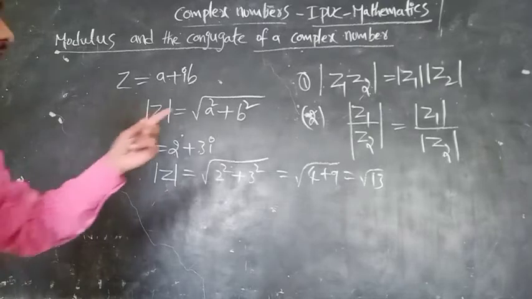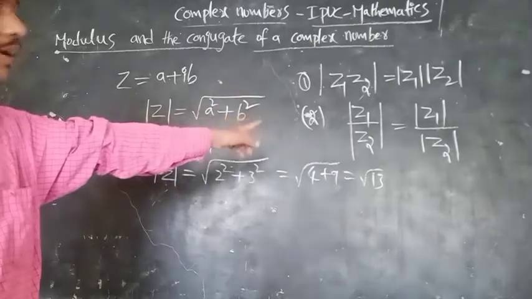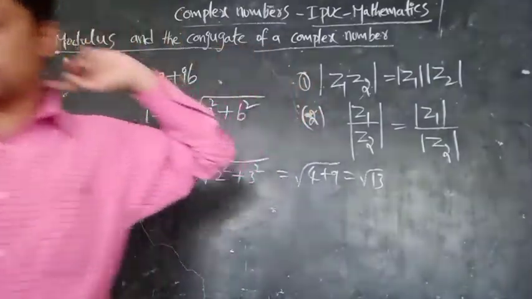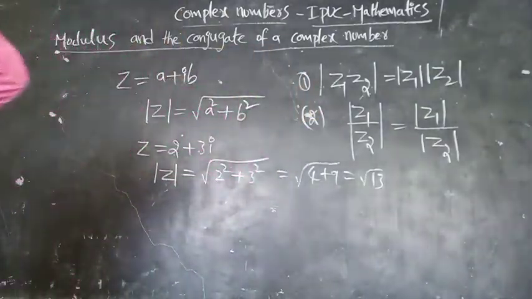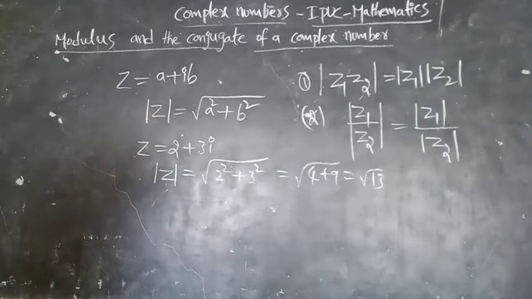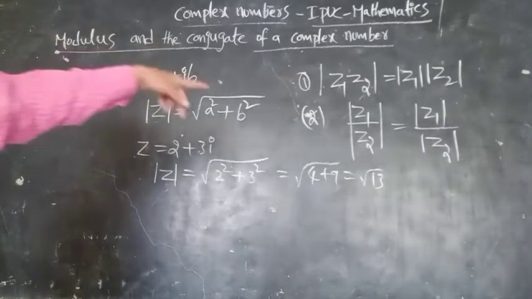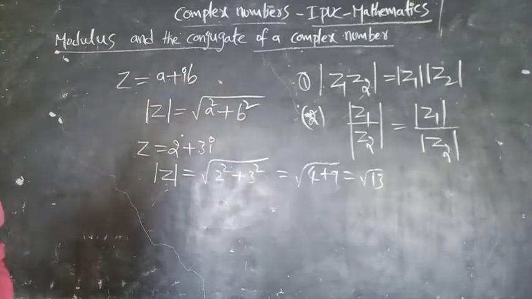Sorry, we have to write the formulas. These are some formulas. Modulus related formulas are properties. If Z1 and Z2 are two complex numbers, we can follow like this. Next we will move to the next concept.